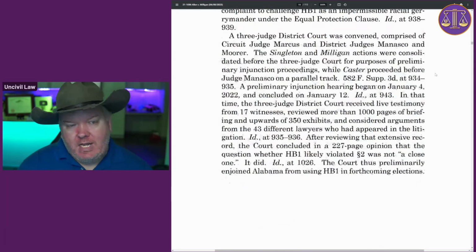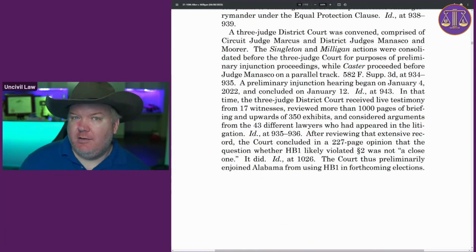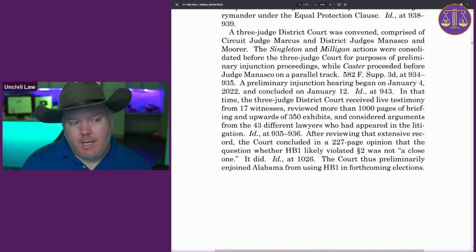Okay. A 3-judge district court was convened, which is how we do racial gerrymandering cases, or really any line drawing cases on congressional districts. Congressional districts, 3-judge trial court. An unusual procedure for most cases, very usual for this kind of case.